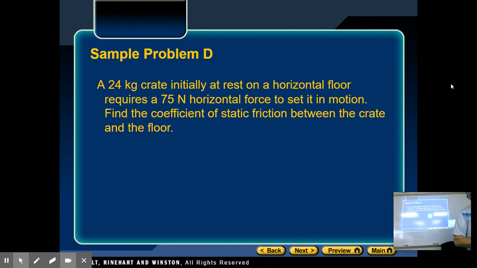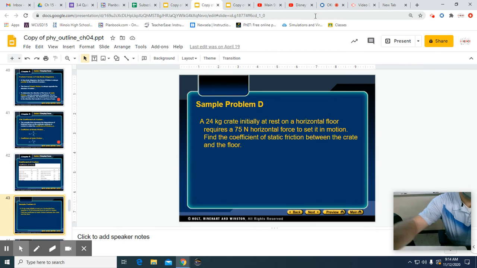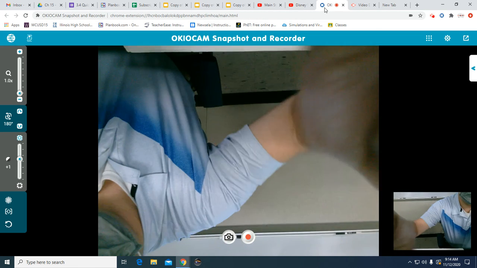So for this chapter, we have a 24 kilogram crate initially at rest on a horizontal floor that requires a 75 Newton horizontal force to set it in motion. We are to find the coefficient of static friction between the crate and the floor.